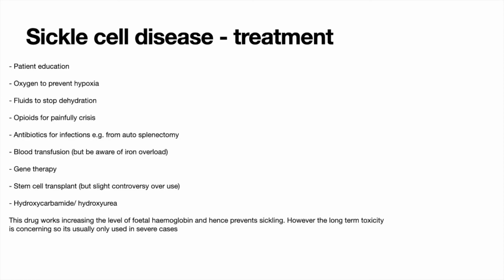Gene therapy and stem cell transplants may be other options, and then we have medications such as hydroxycarbamide or hydroxyurea, and this essentially increases the level of fetal hemoglobin, and so it reduces the amount of sickling because it's trying to prevent that hypoxia from happening in the first place.